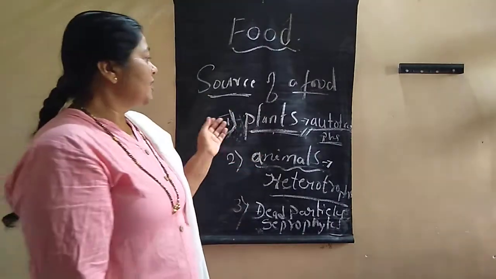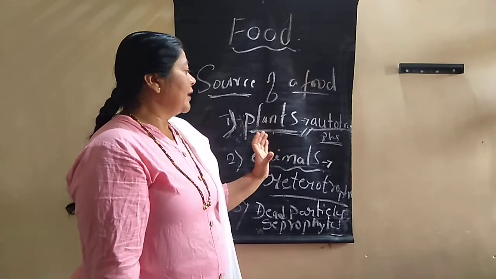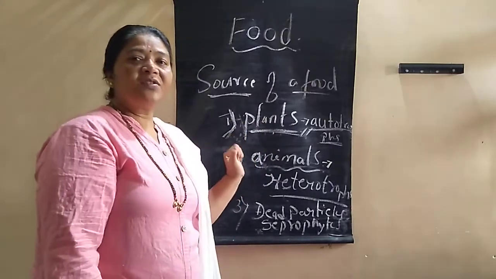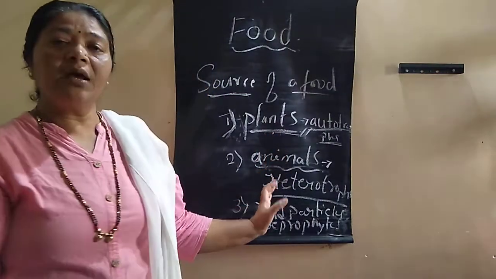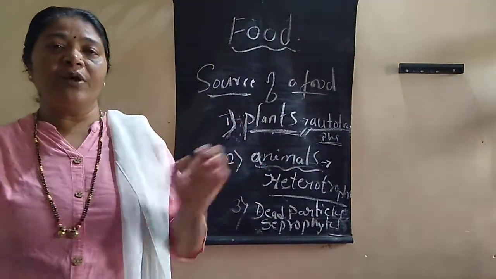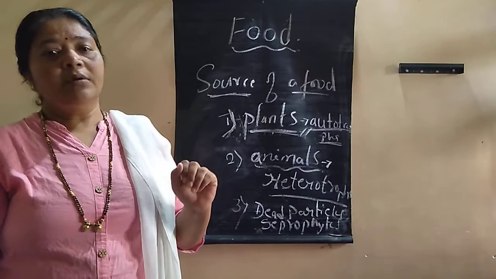Today's topic: name the animals which get their nutrition from plants, and those which get their nutrition from animals. You have to write minimum 5 to 10 animal names.